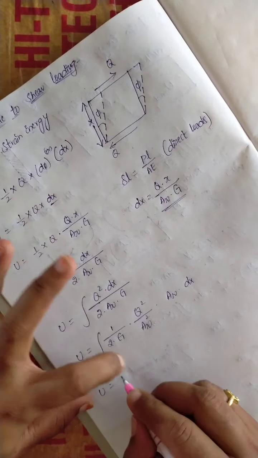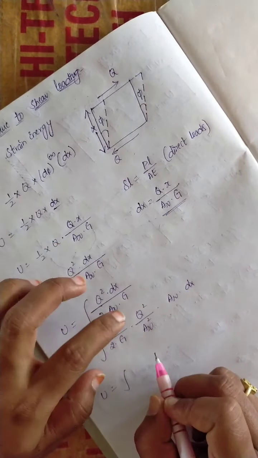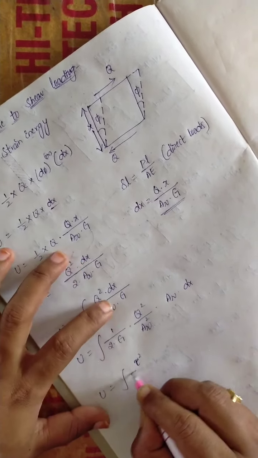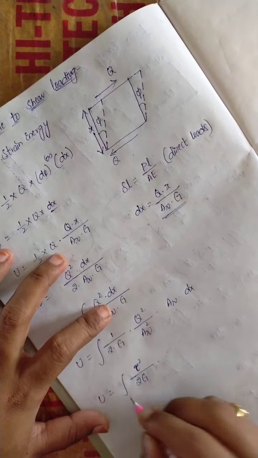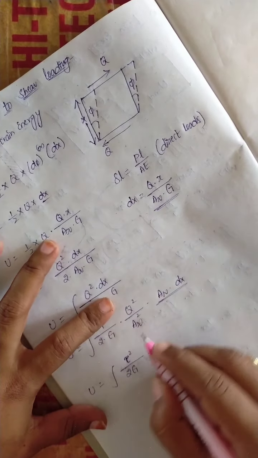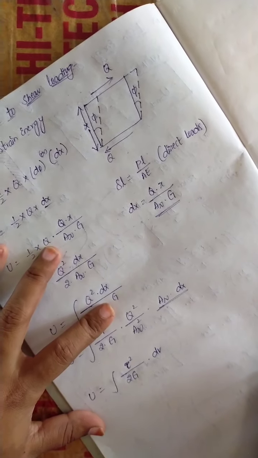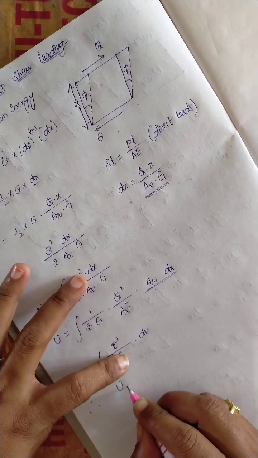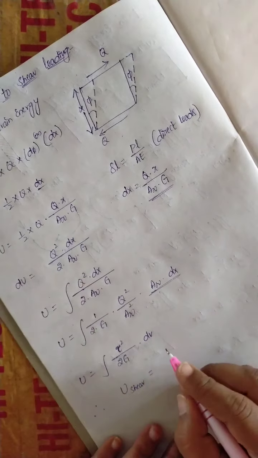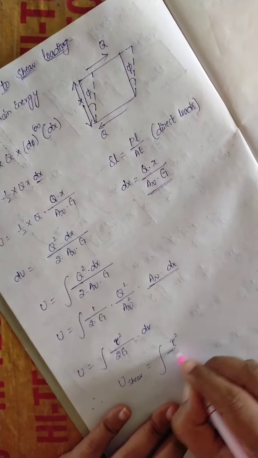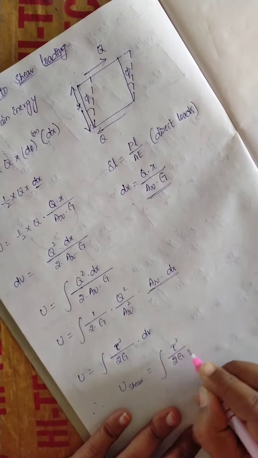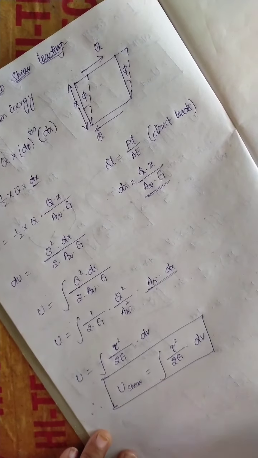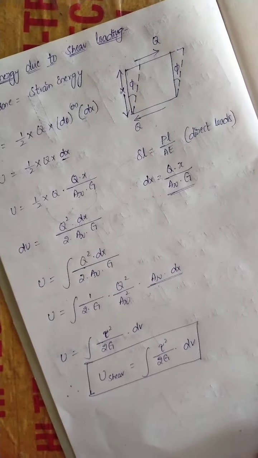Then U is equal to integration of shear load by area, which is nothing but shear stress tau square by 2G, that is 2 into shear modulus, where area into length gives volume, which is nothing but dV. So finally the formula for strain energy due to shear equals integration of tau square by 2G into dV. So this is the formula for strain energy due to shear loading.